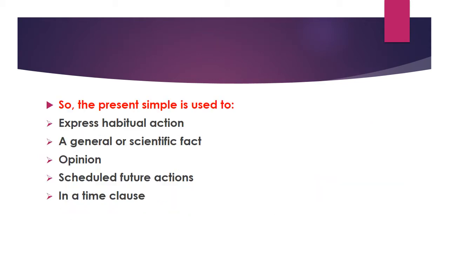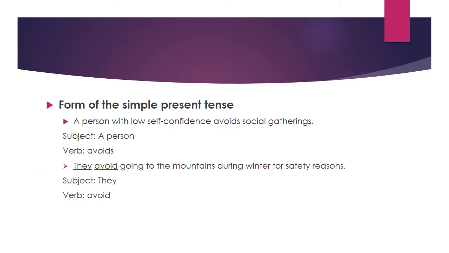Moving on. So the present simple is used, 1, to express a habitual action, a general or a scientific fact, okay, 2 uses here, opinion, scheduled future action when something is on a timetable, or in a time clause with words like when, before, after, etc. Okay? Now, let's move on to the form. How do we form it? How do we write it? How do we write the verb when it is in the present simple?